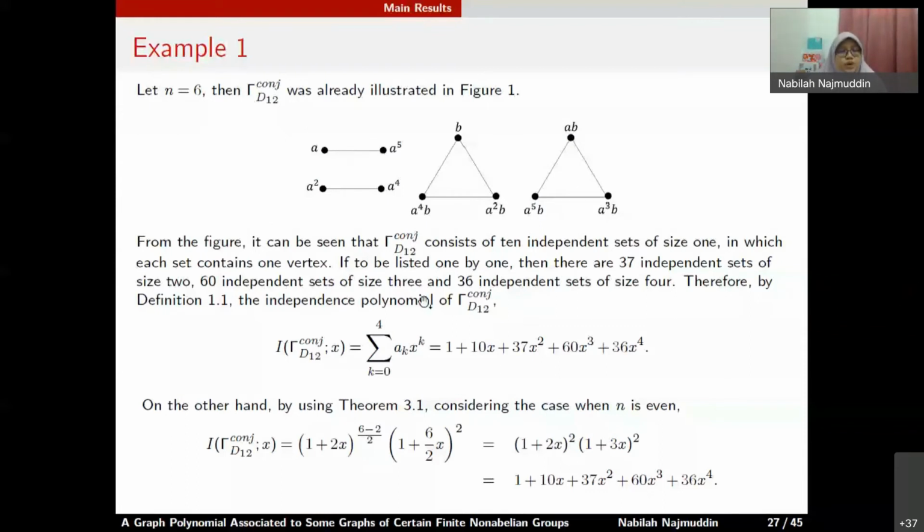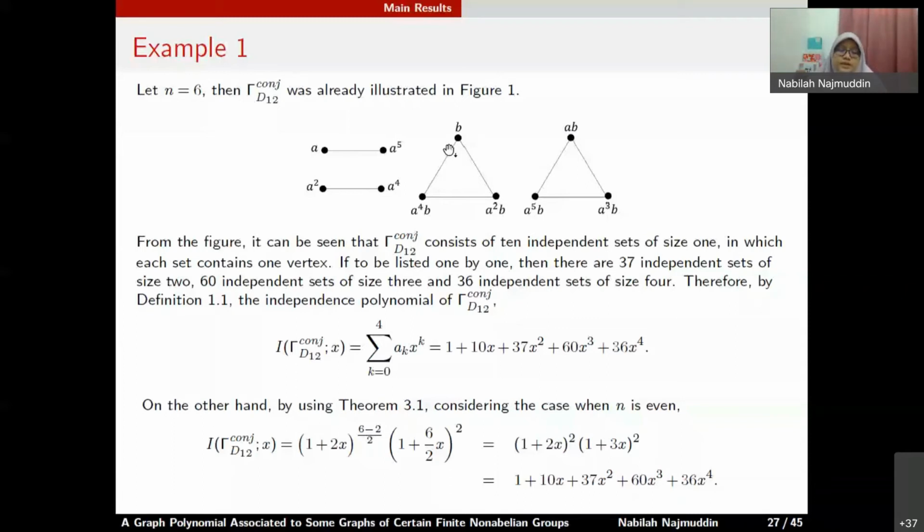And if we have to list one by one, there are actually 37 independent sets of size 2. Independent sets of size 2 contain vertices such as A and A4, and then A2 and A5, A2 and B. These are the independent sets of size 2.